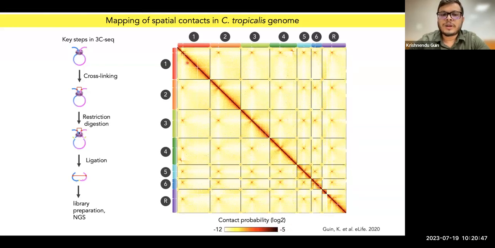So if you look at this matrix, you have the chromosomes aligned on both axes of the matrix: chromosome 1, 2, 3, 4, 5, 6, and R.